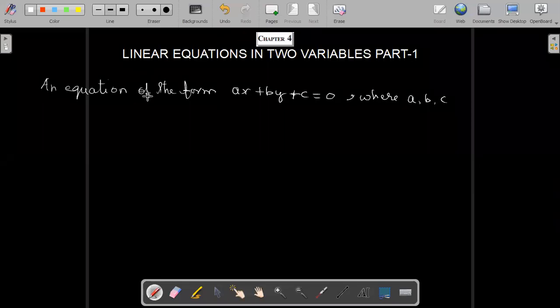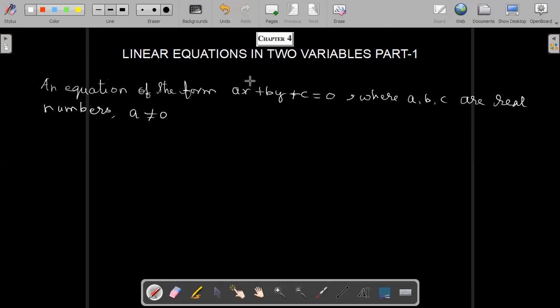An equation of the form ax plus by plus c equals 0, where a, b, c are any real numbers. These can be any real numbers. And it is necessary that a should not be equal to 0.